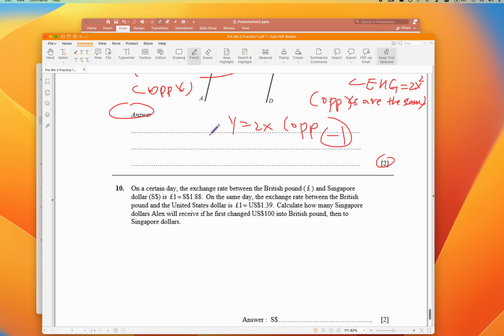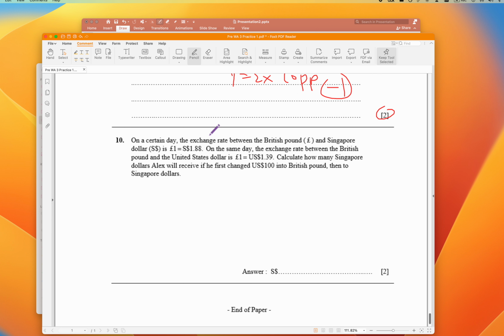Okay, good. So last question. This is a very simple one. Exchange. Okay, they say what? 1 pound is 1.88 SGD. 1 pound is 1.38 USD. Right? Calculate how many Sing dollars if you first change $100 to pound. So you just change 100 to pound.